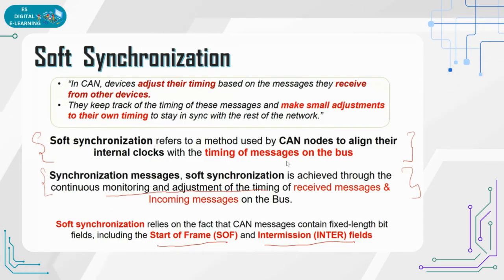And if you need another point, you can write down: align their internal clock means just adjusting the timing, adjusting the timings based on the messages they receive from the other devices. You can write down this point as well. It makes you understand the soft synchronization definition better. Is it clear?